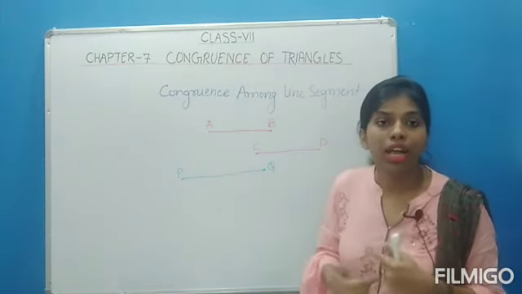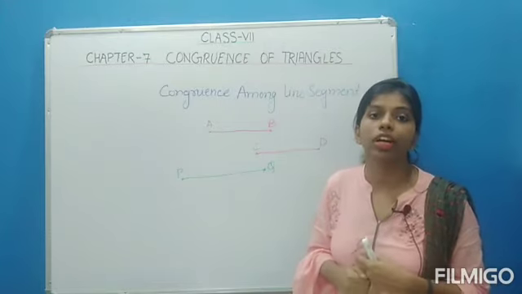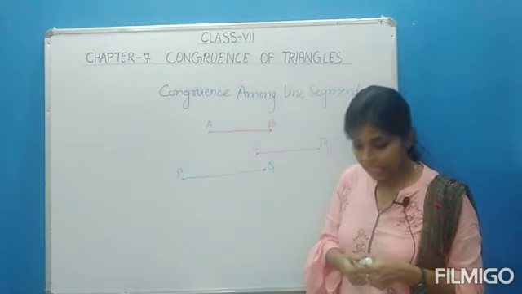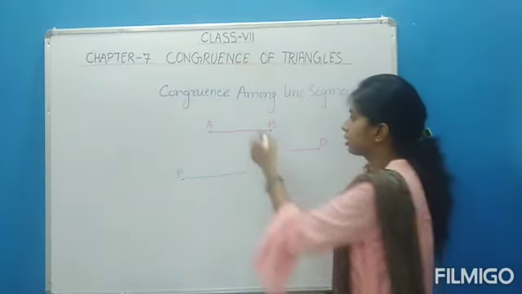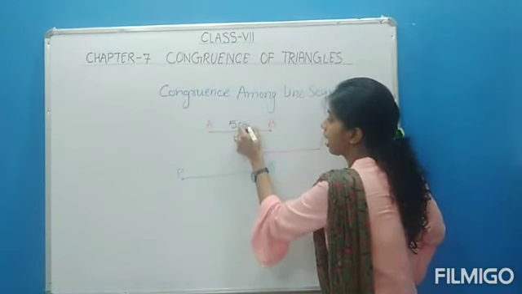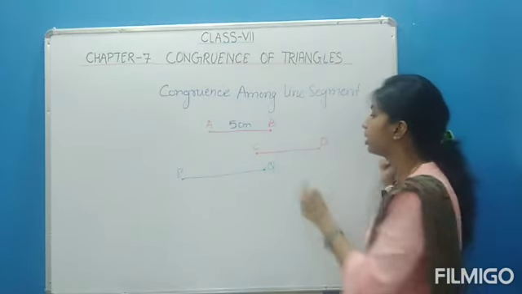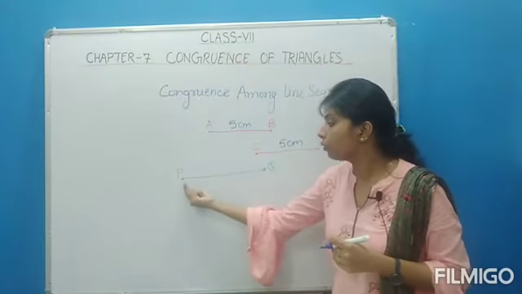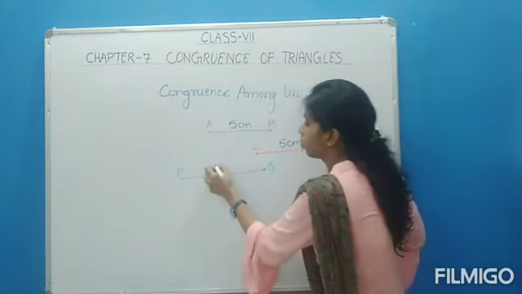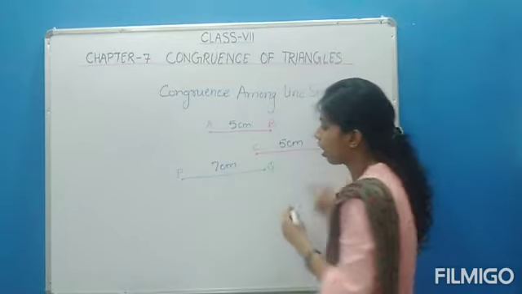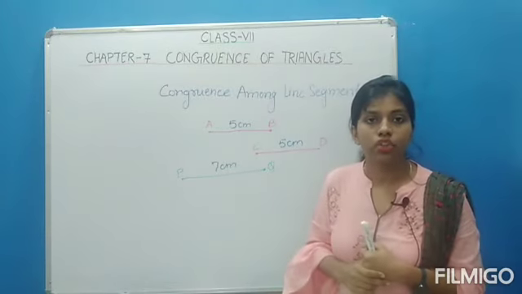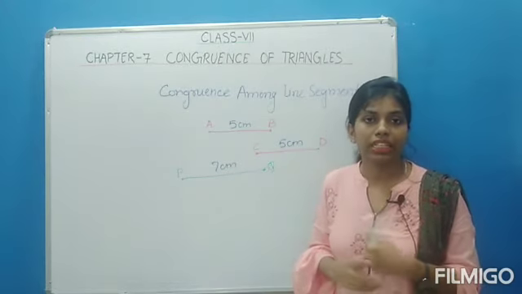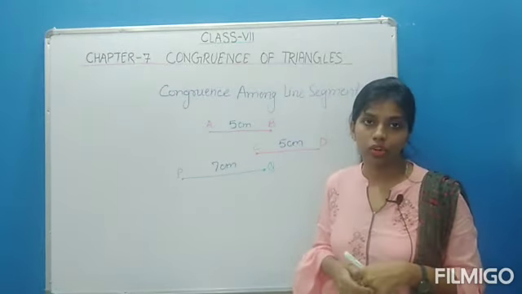Of course, two line segments are congruent to each other when their lengths are equal. Suppose the length of this line segment AB is 5 centimeter, and the length of this second line segment CD is also 5 centimeter, and the length of this line segment PQ is 7 centimeter. Then how do we know which one is congruent? Two line segments are congruent to each other when they have the same length.